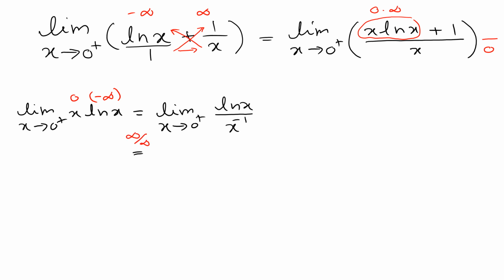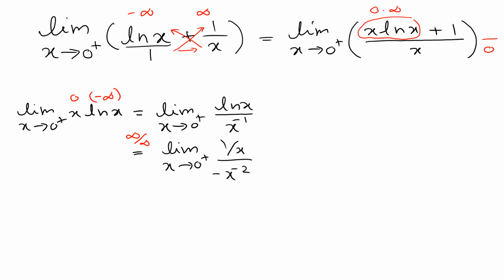Because as x goes to 0, 1 over x goes to infinity. So now we can use Bernoulli type 1. If you use Bernoulli type 1, that means you just take the derivatives. If you take the derivative, what will happen? The top gets 1 over x, the bottom gets negative x to the negative 2.